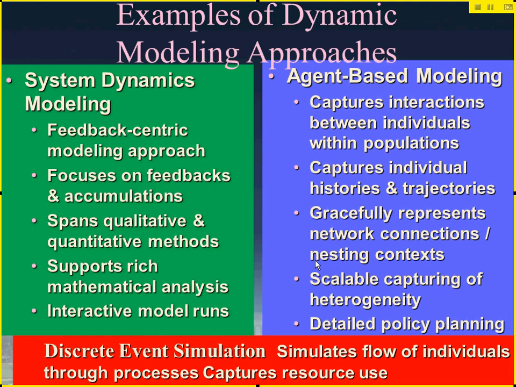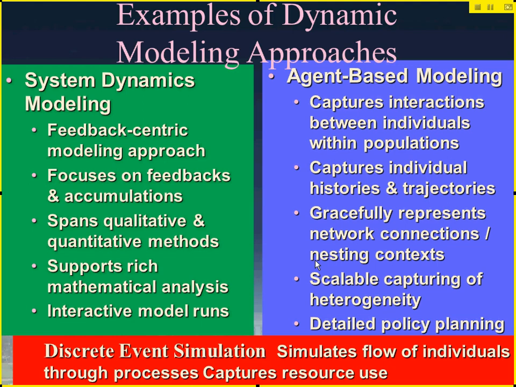We can modify something and rerun it, modify another thing and rerun it. By contrast, agent-based modeling focuses on interactions between individual actors of one sort or another. They could be people. They might be institutions like companies or organizations. And there's a focus on the interactions between them. It captures the histories and trajectories of these individual actors.